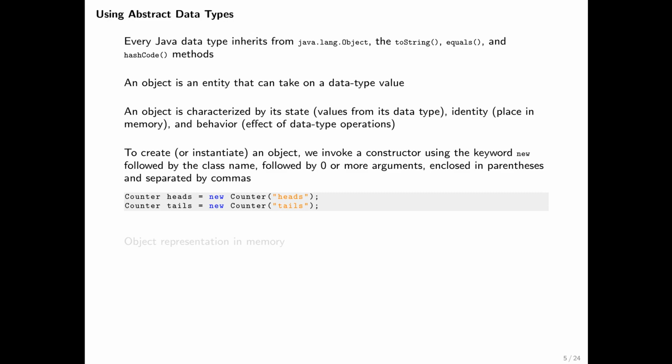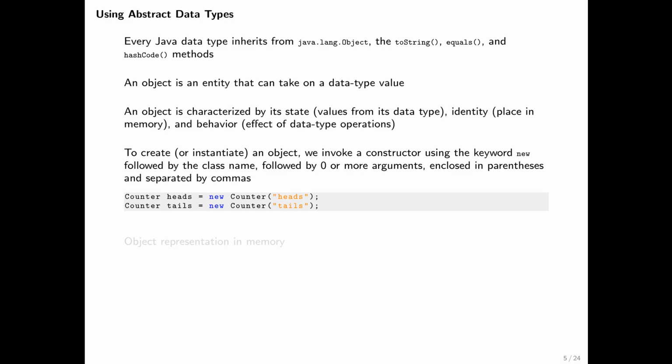Now, going back to our Counter data type from before, let's say we want to create a couple of objects of this data type. Let's say we want to create a heads counter and also a tails counter. The reason we want to do this is because we are performing an experiment where we are flipping a fair coin many times, and we want to figure out the number of heads that appeared and the number of tails that appeared. So we're going to use the heads counter to count up the number of heads, and we're going to use the tails counter to count up the number of tails.